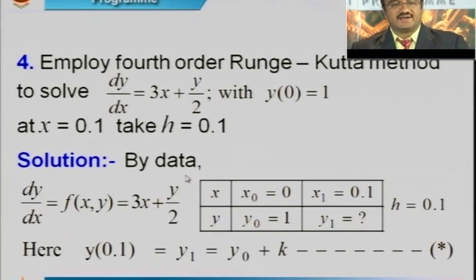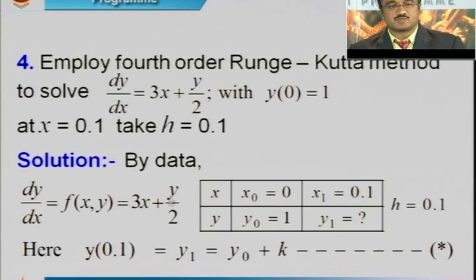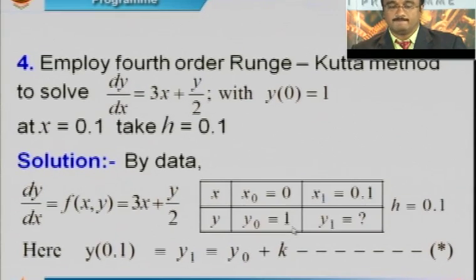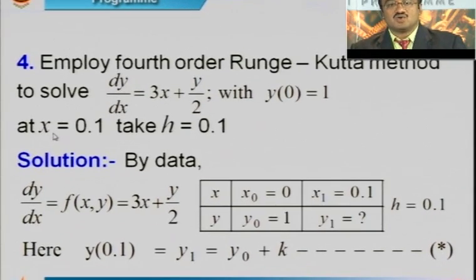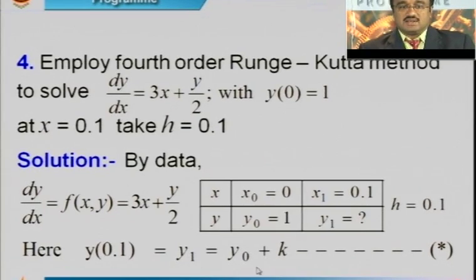So as usual, by data you can write down all the things. Dy by dx equal to f of x comma y. So that function we treated as 3x plus y by 2. And also we have to prepare the table. x0 is 0, and the corresponding value we called y0 is 1. And they asked to find out the value of y at the point x1. We treated x1 as 0.1, and the corresponding value y1 is a question mark. So that's what we are going to find out. Again, y1 we treated as y0 plus k. Call this equation star.